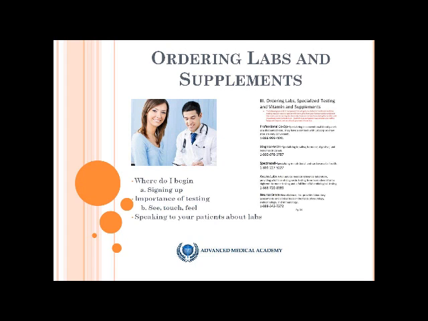Now, this Quick Start Guide puts together some of the most common labs that we use in functional medicine. We have them all for you. This is just an example that we're seeing on the screen right now. There are many more, and we have them in our Quick Start Guide.